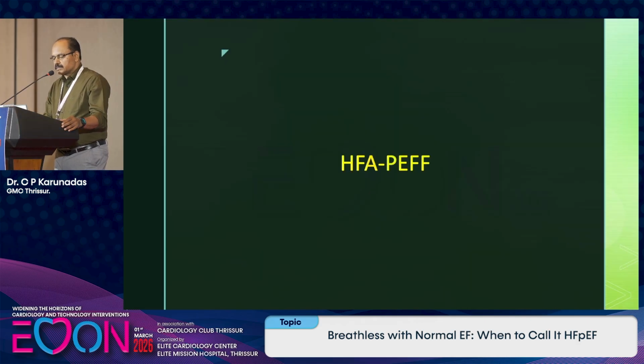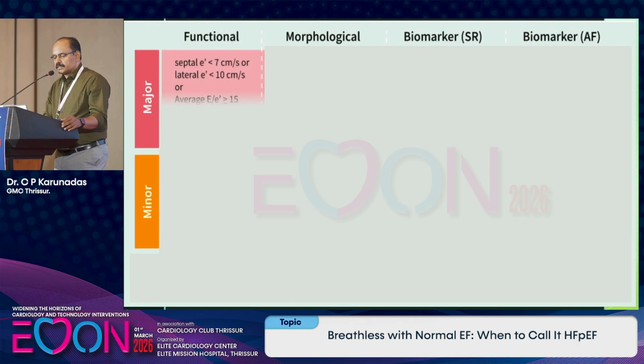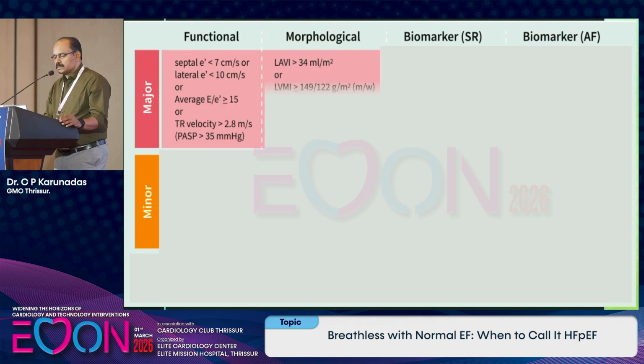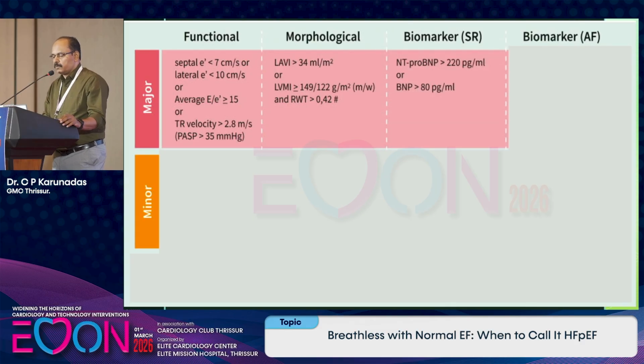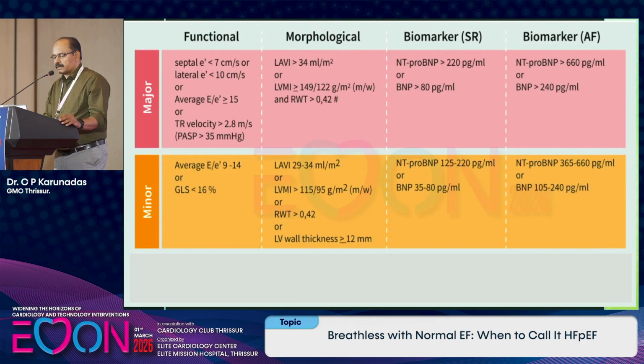The second scoring system is called HFA-PEFF, again almost similar in name, where you look at the functional aspects, the morphology, as well as the biomarkers in sinus rhythm, as well as in atrial fibrillation. Again, it is divided into major and minor criteria. Functional is decided by the E prime, the E by E prime velocity and all those things. Morphology by the LA volume and the LV mass. Biomarker by the pro-BNP and the BNP, with slightly higher values in atrial fibrillation. And if the values are lower, you call them minor criteria.